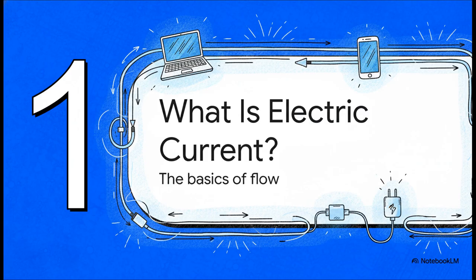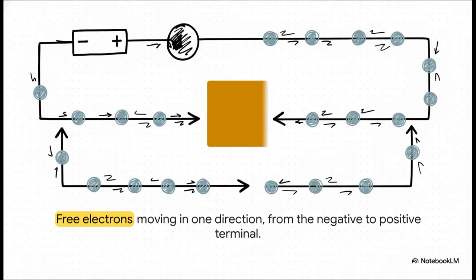Think about it. Every single device you rely on, from your computer to your fridge, works because of one simple principle: the transfer of electrical energy along a wire. And that transfer? It has a name: electric current. So what's actually going on here, down at the atomic level?